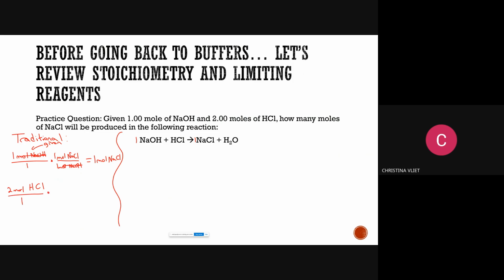Over 1. And then the same ratio, right? 1 mole HCl, and you get 2 moles of NaCl. And so once you go through your stoichiometry 2 times, you all told me the next thing that you would do is you would compare. What is the lower number? So what is the lower number here between 1 and 2 moles? 1. Okay.